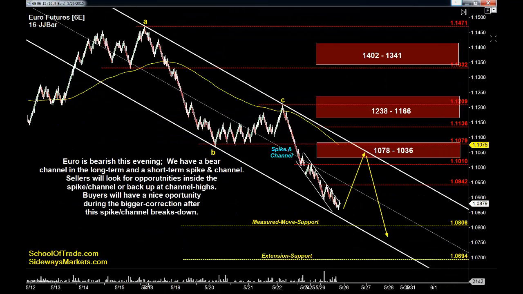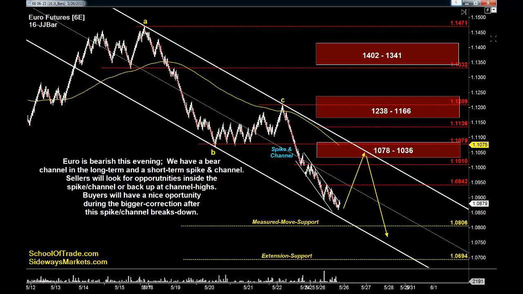On the euro, we have your spike in channel. That's the secret sauce here right now for tomorrow. That's the key for tomorrow, that spike in channel. If we break that spike in channel, be ready for a strong correction. Buyers, that's your cue if we break that spike in channel.